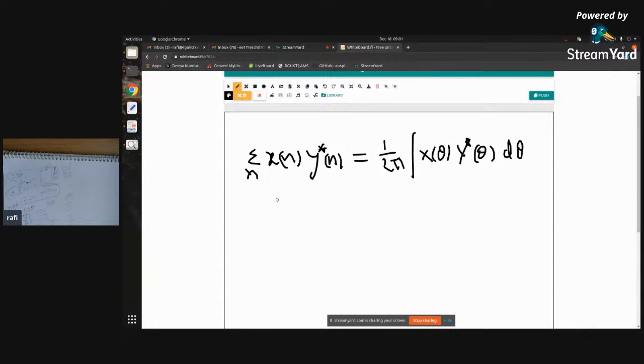So now let us say y of n is equal to x of n, what happens? The left hand side is x of n into x star of n, which is the same as mod x of n square, which is equal to 1 by 2 pi integral minus pi to pi.